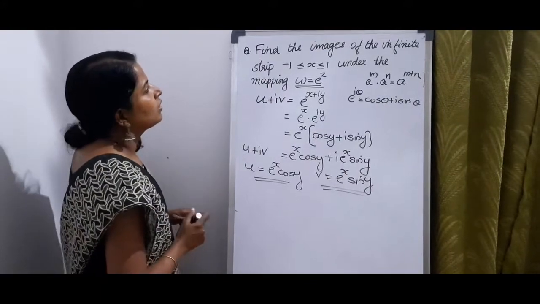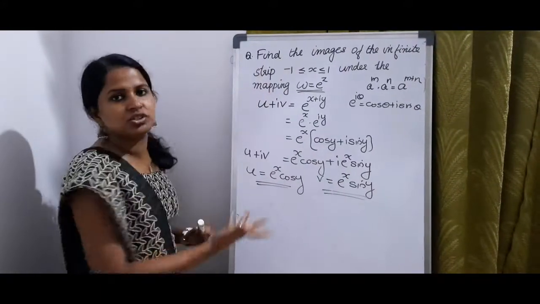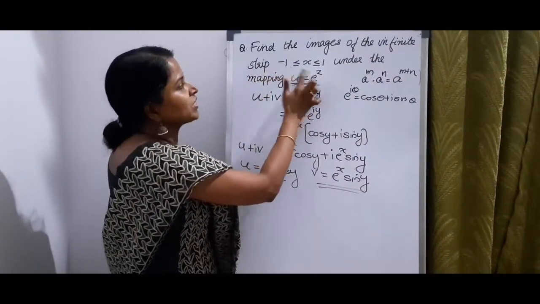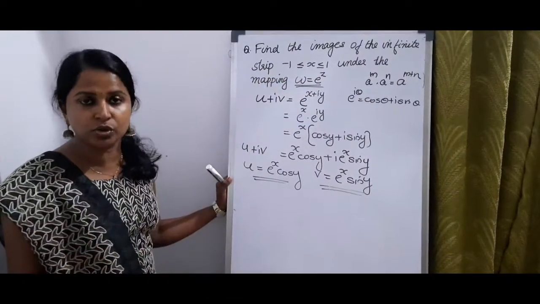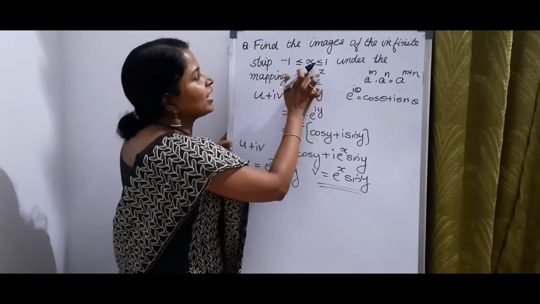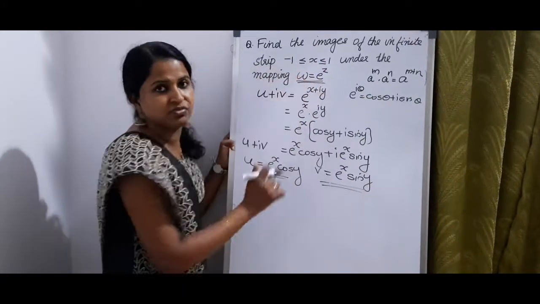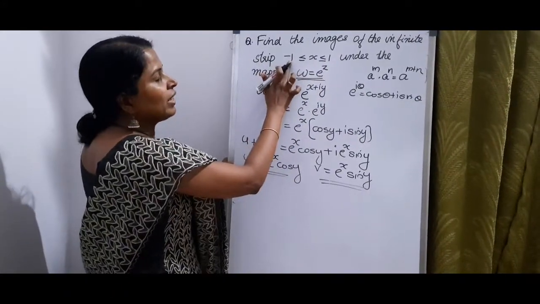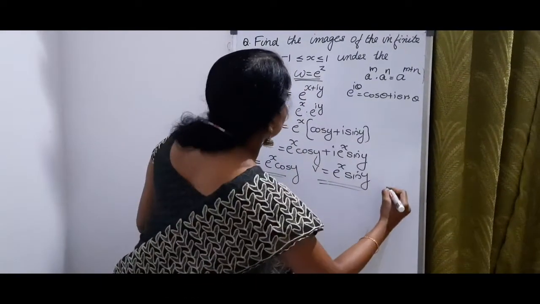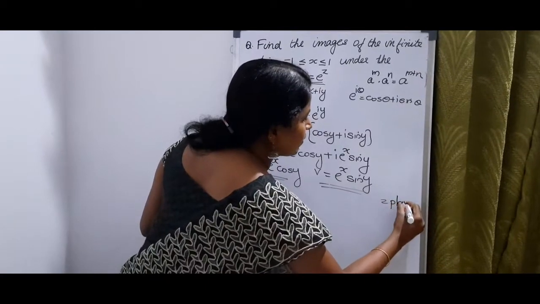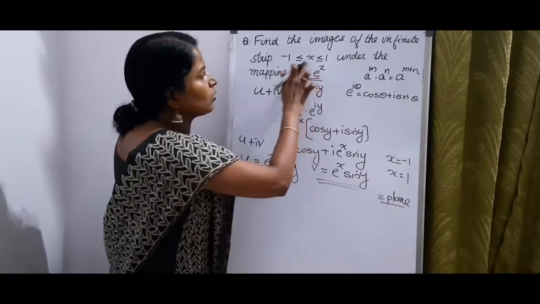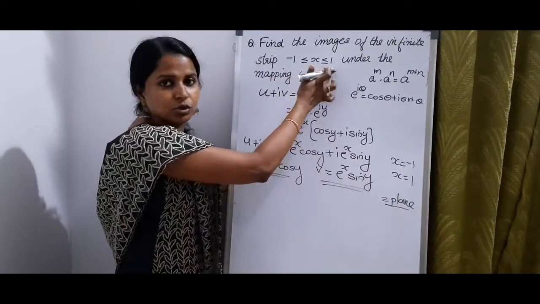Then our aim is to find the image of what? The image of an infinite strip. Here the strip is -1 ≤ x ≤ 1. First we consider the value x = -1. Listen, in the z plane, write x = -1 and x = 1.